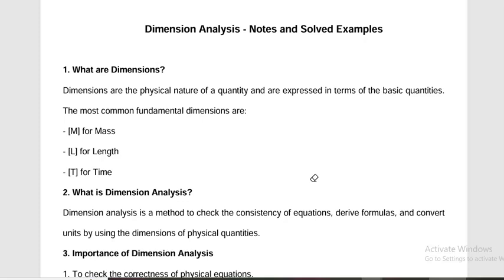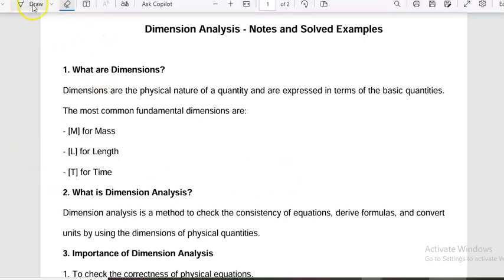So our today's lesson is on dimension analysis. This is a very important topic that you need to pay total attention to because it will help you. It acts as a foundation for many topics. So as you'll be dealing with physics, this topic comes into application in a number of topics.